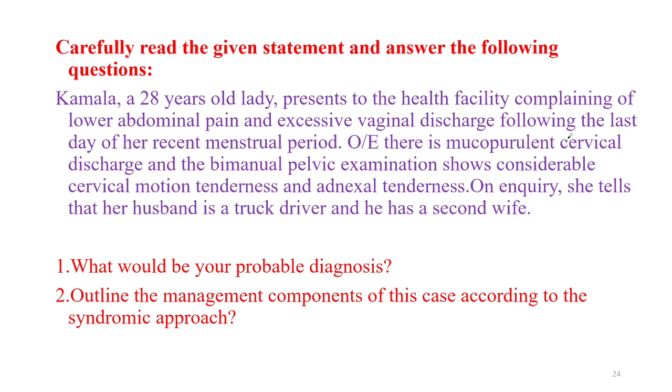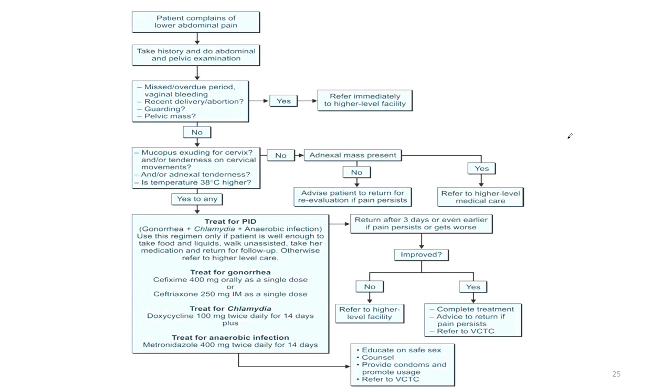Mind it, here pregnancy is excluded because she has given a history of recent menstrual period. Now come to the chart. This is the chart to manage a patient complaining of lower abdominal pain. First of all, take history and do abdominal and pelvic examination. If there is any significant history of missed period or overdue period, recent delivery or abortion, guarding, pelvic mass, refer the patient immediately to a higher level facility.